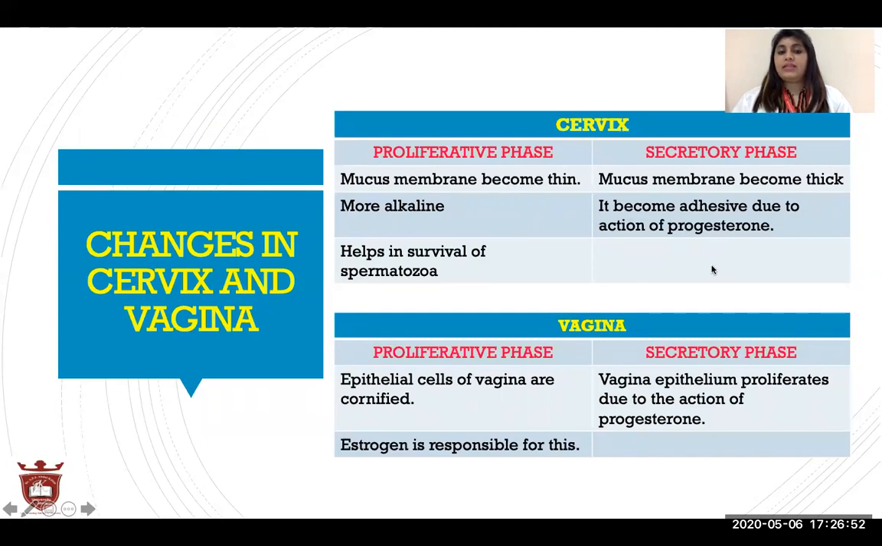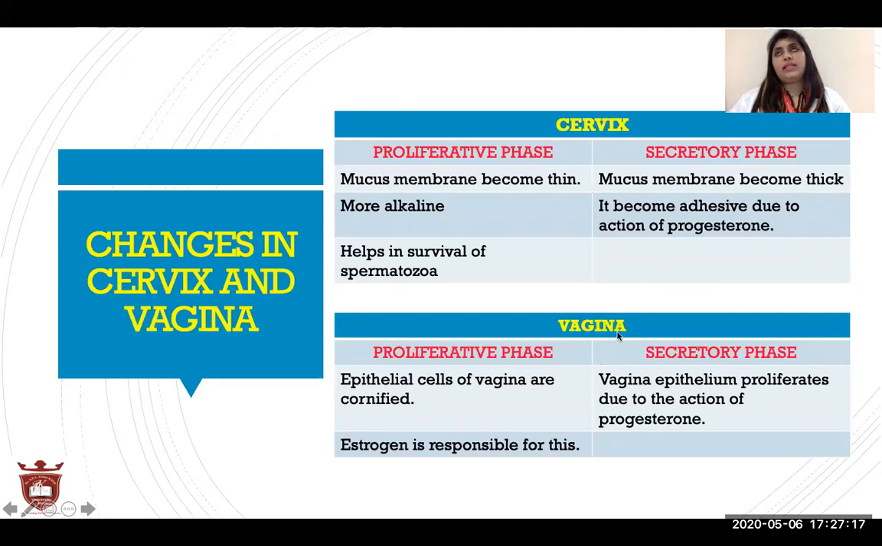and it is less hospitable for sperm. Means during secretory phase, cervical mucosa becomes thick and it is not possible for the conceived implantation. During proliferative phase, as the cervical mucosa is thin and it is the best time for the sperm to survive.